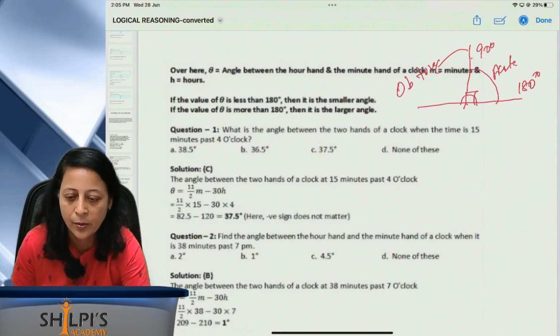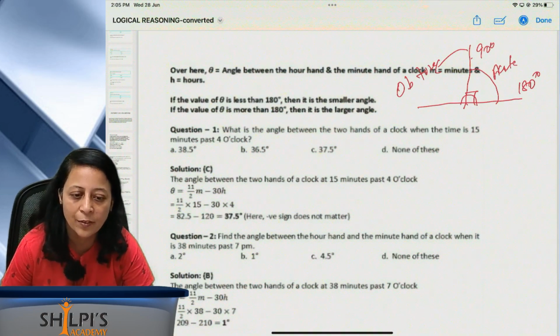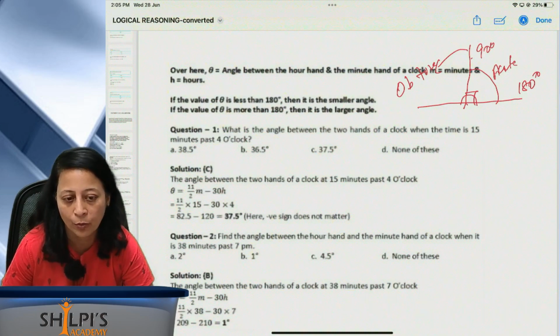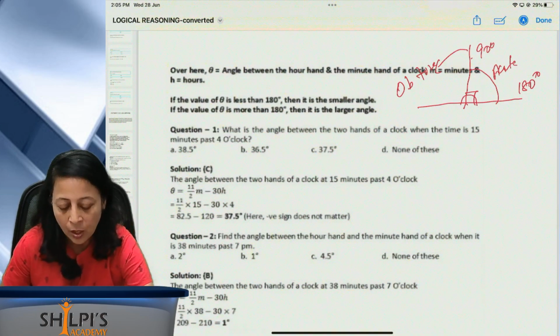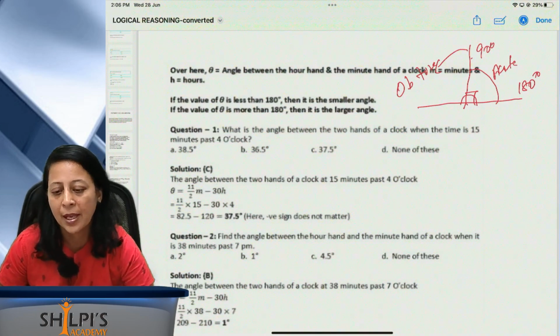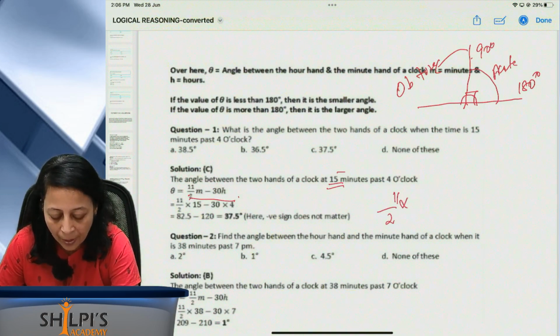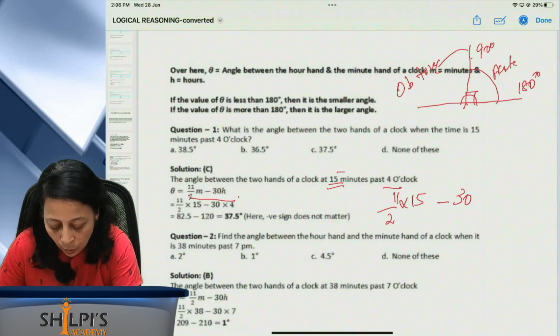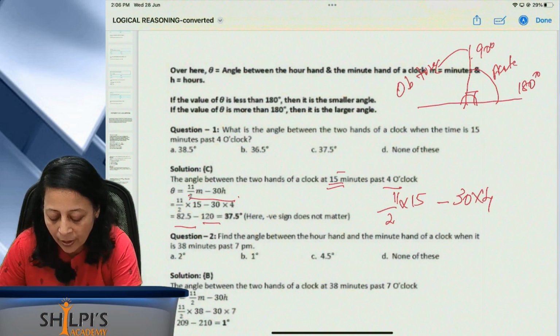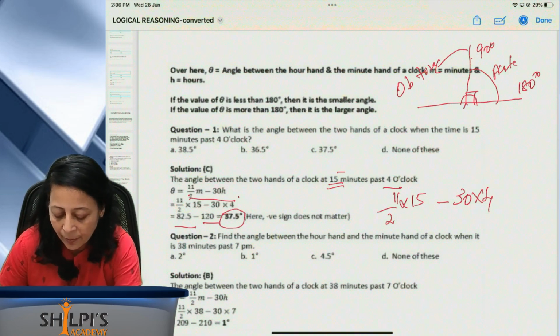Okay, let's just go for the first question. What is the angle between the two hands of the clock when the time is 15 minutes past 4 o'clock? Okay. So find out the angle. The formula is given as 11 by 2 m minus your 30 h. How many minutes past is it? 15 minutes. So 11 by 2 into 15 minutes, minus 30 into hour. How many hours have passed? It is 4 o'clock. So just multiply both and subtract. 11 by 2 into 15, you get the answer 82.5. 30 into 4, 120. The angle here is 37.5 degrees.